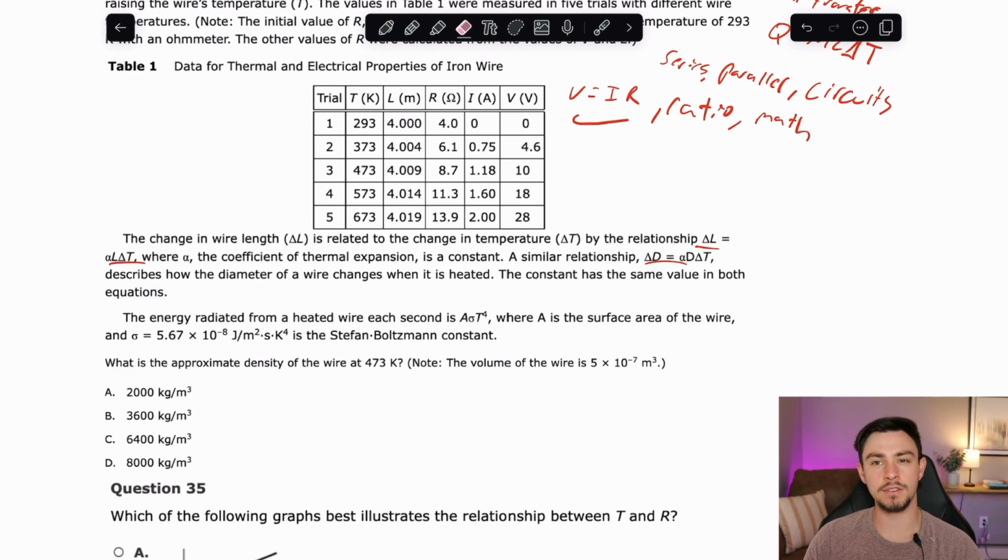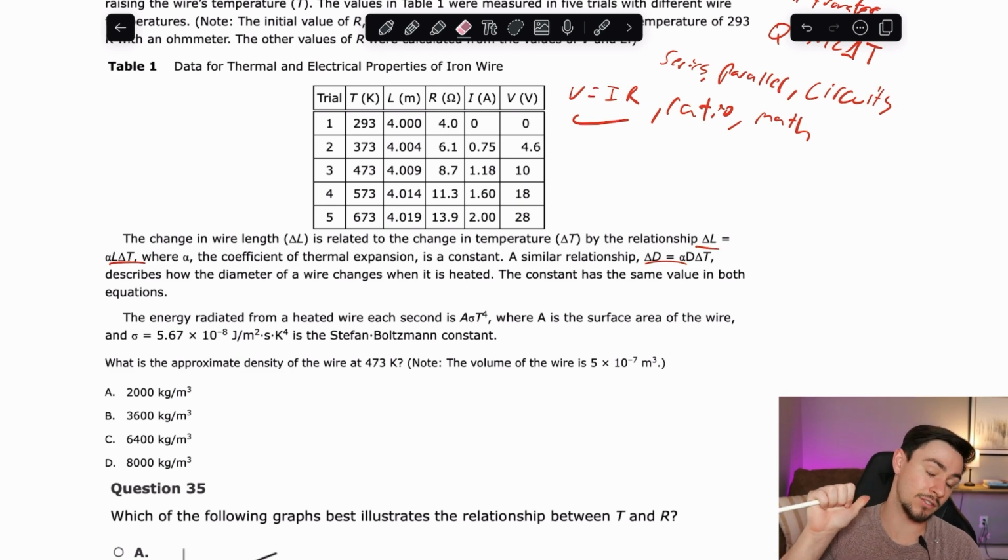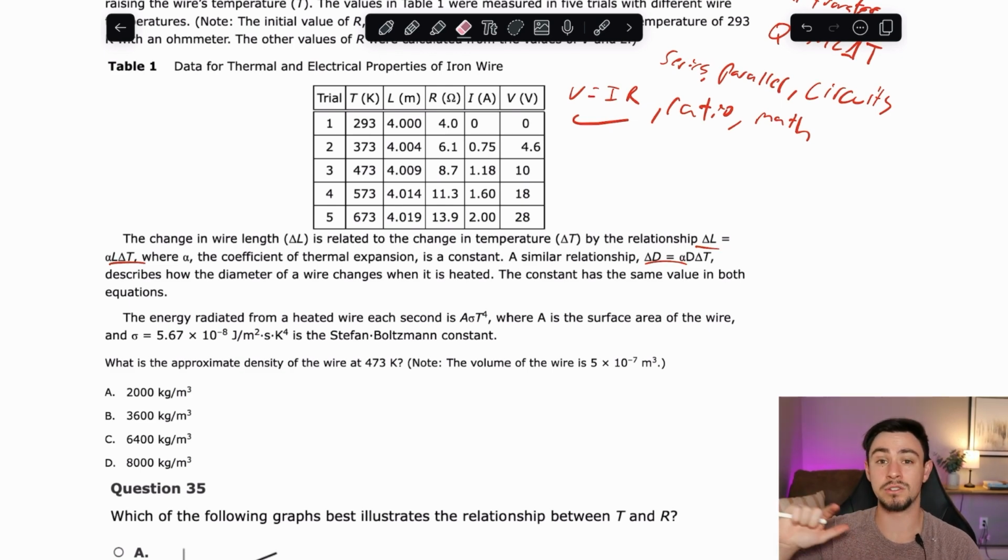Another little free tidbit, if they give you equations, you might have to use them, but it's very likely that you're gonna have to use a different equation to either A, solve for something that's missing, or B, just use a different equation entirely. Sometimes they like to throw you an equation and hope that you anchor on using that equation. If you can use that equation, it's probably appropriate, but just keep in mind that you may not be able to. Constant has the same value in both equations.